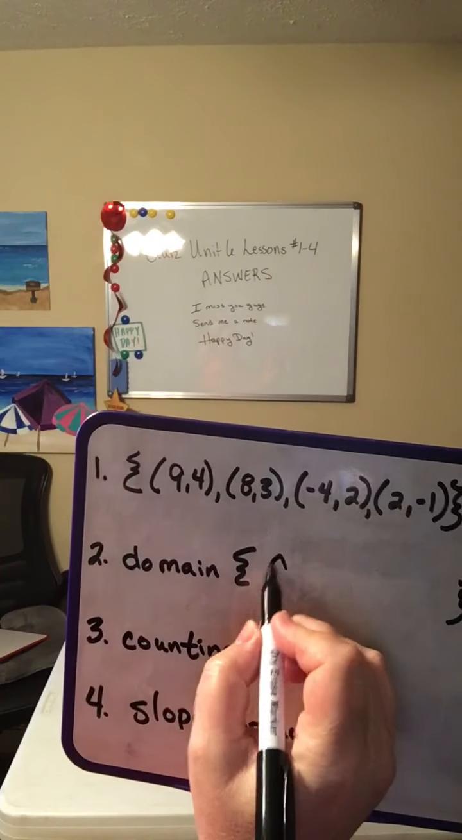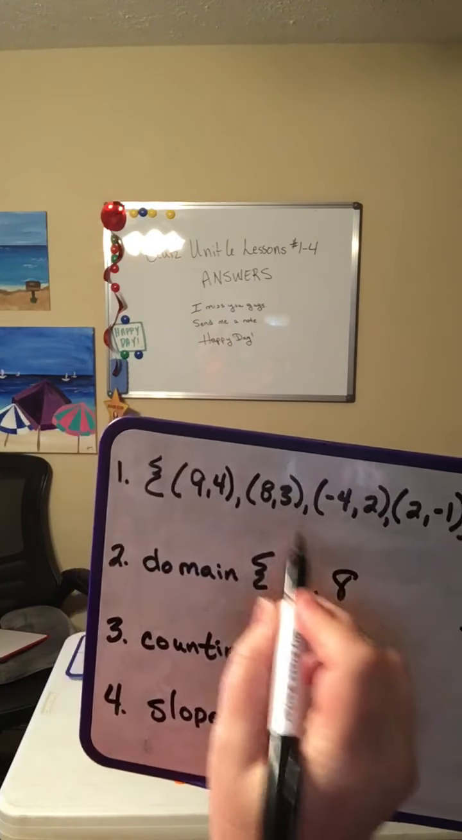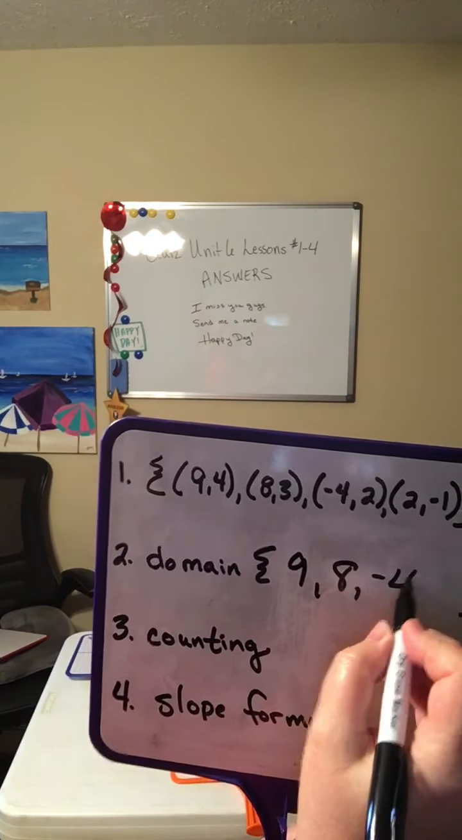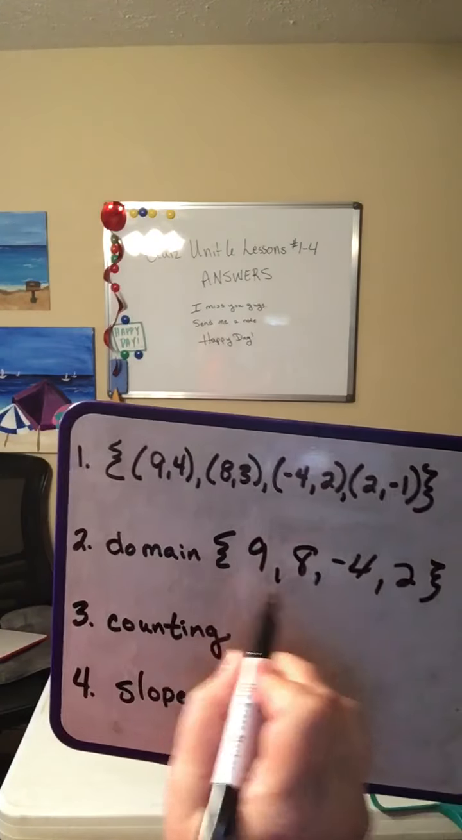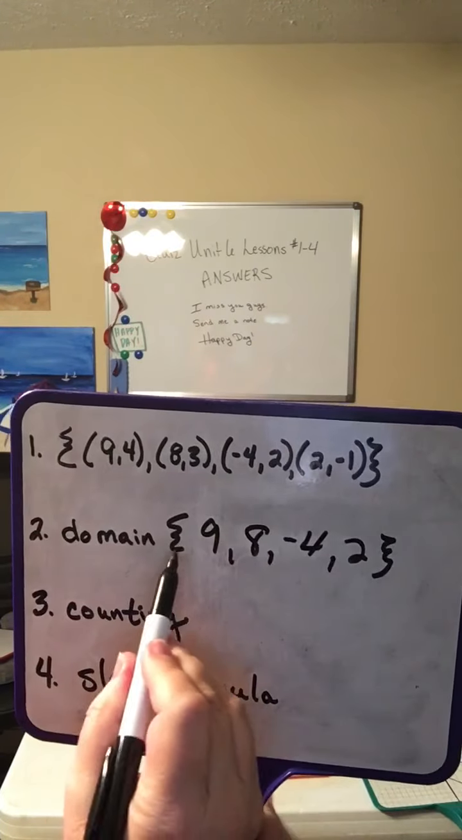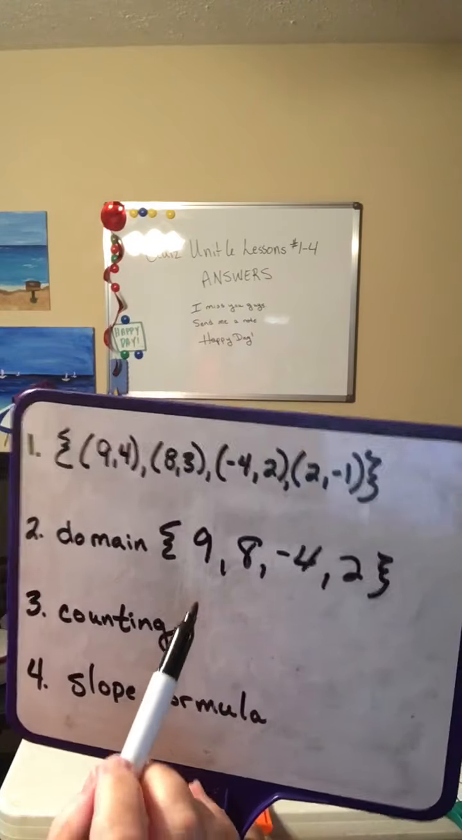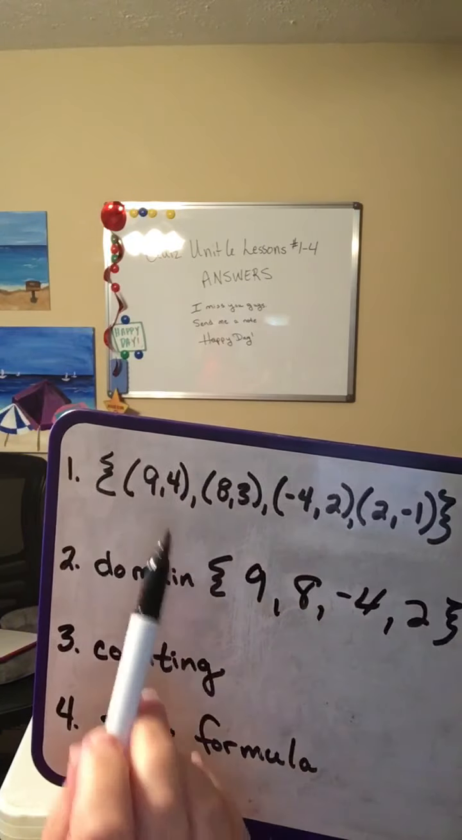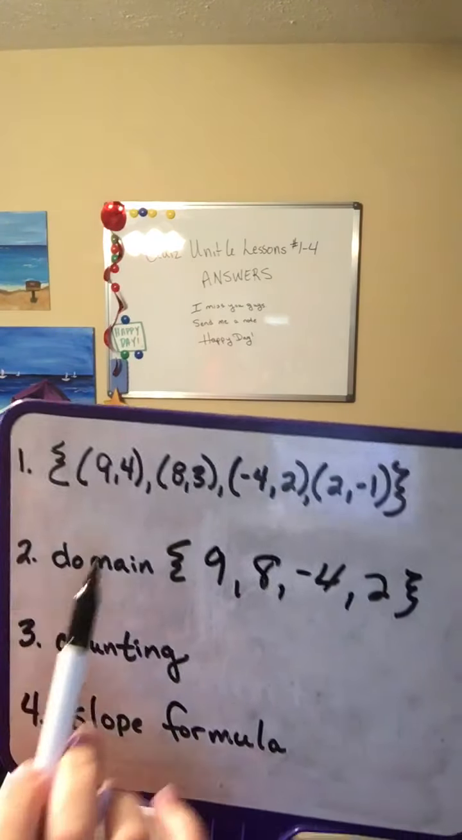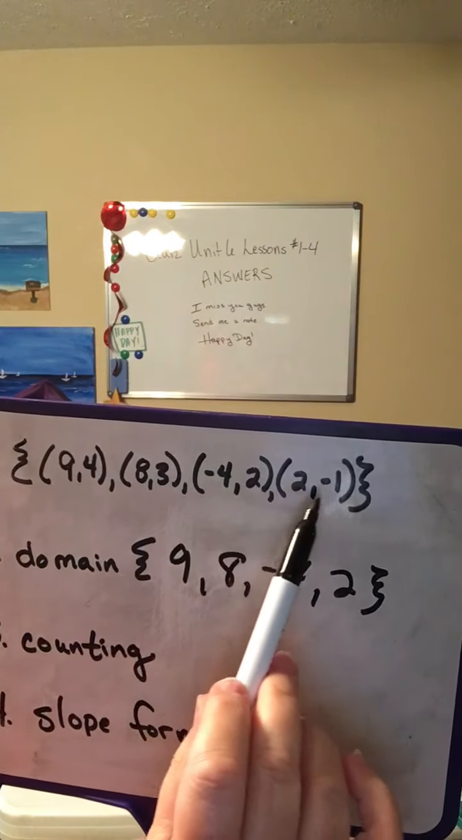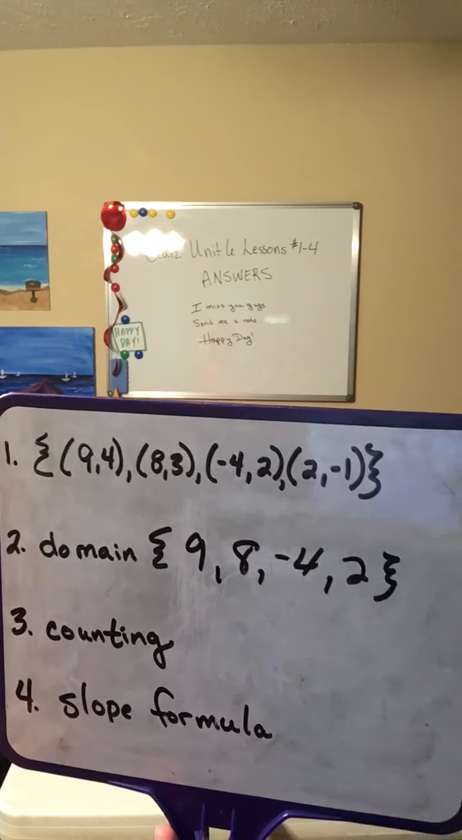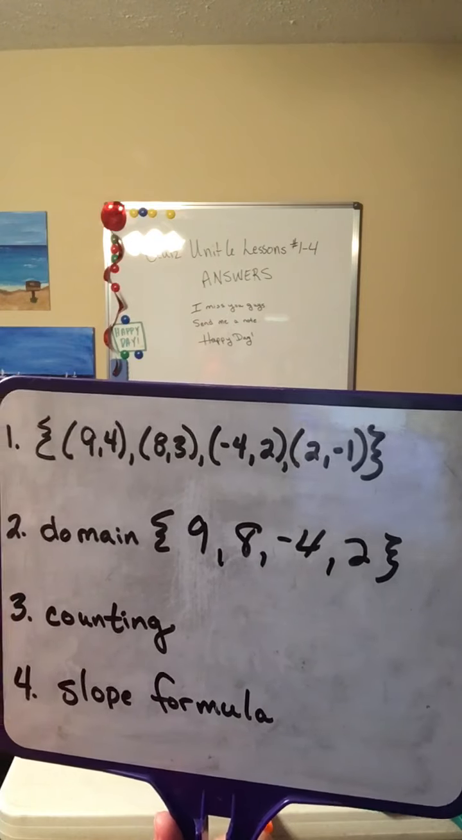So here we have a 9, then we have an 8, then we have a -4, then we have a 2. Those are called the domain. Notice that we put it as a set as well. If we were to do, which wasn't on the quiz, the 4 and the 3 and the 2 and the -1, those would be the range. Those are all the y's.